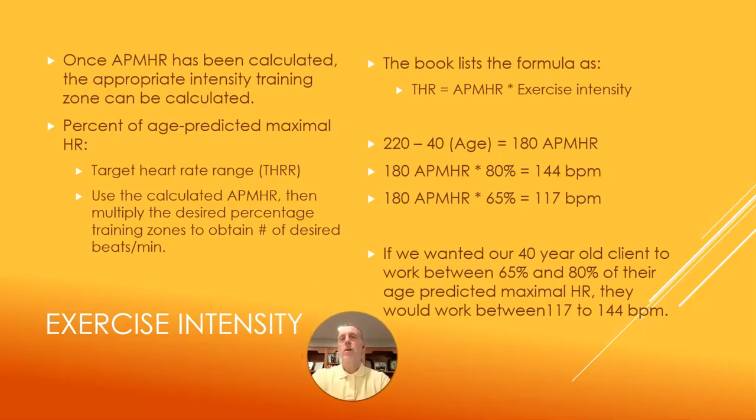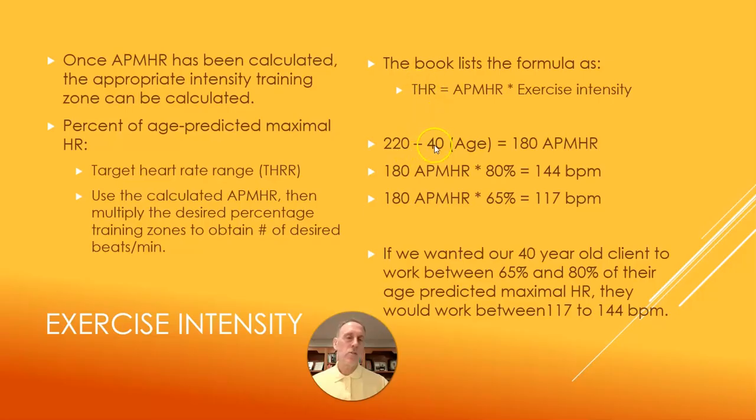So once you've calculated age predicted maximal heart rate, then you can come up with the actual percentage and the actual heart rate you want to work on based off of percentage. So we have a target heart range. You're going to use the calculated age predicted maximal heart rate, then multiply the range in your zones to obtain numbers of beats per minute. So like in our example over here to the right, you have age predicted maximal heart rate times exercise intensity gives us our target heart rate.